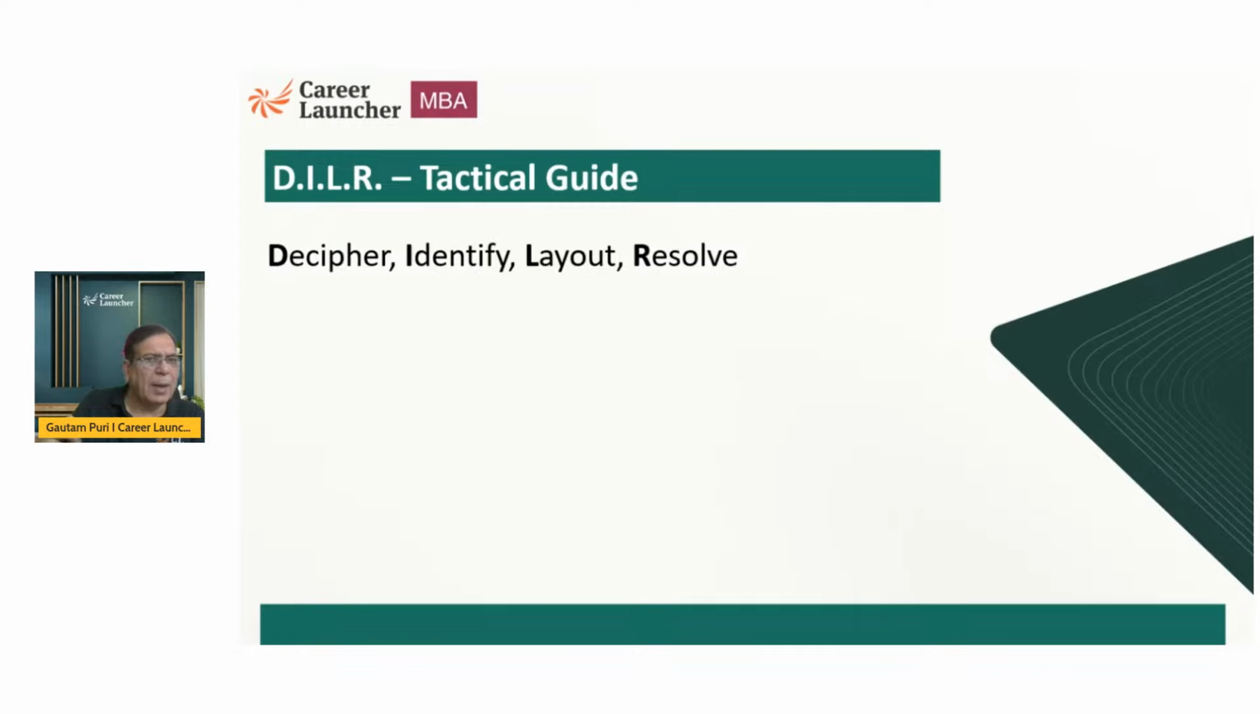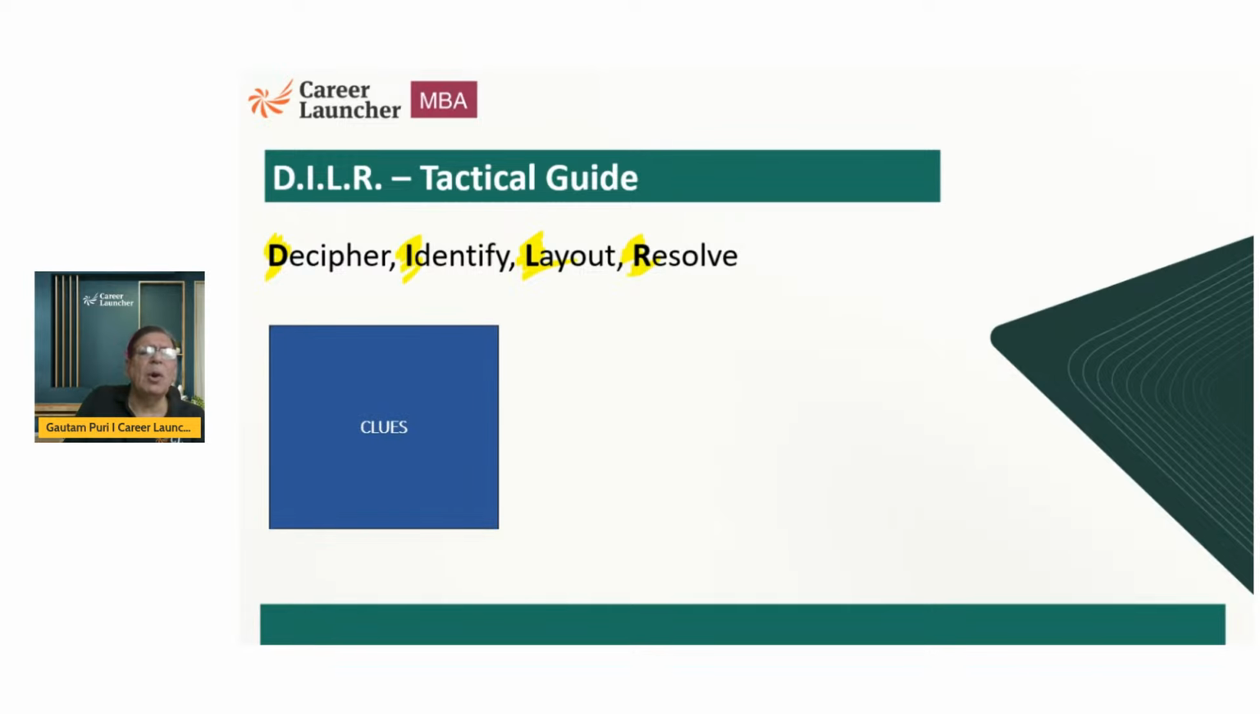So what is our process? It's simple. DILR: Decipher, Identify, Layout, and Resolve. What do you mean by decipher? Understand, comprehend. Whatever data is given, please understand that part first, comprehend, and then you can look at doing anything else. If you haven't understood the data itself, what will you do next? So comprehension or understanding is the key thing.